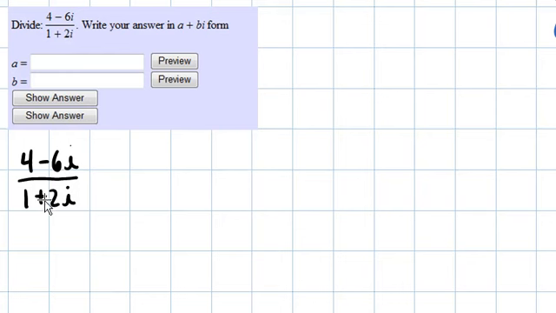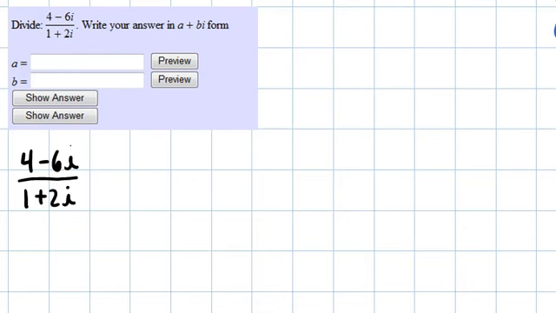All right, this one looks fun. It says divide, and we've got a complex number on top and a complex number on the bottom. Anytime you have a complex number in the denominator of a fraction, we want to get rid of that because remember that i is the square root of -1. And technically, we're not supposed to have radicals, square roots, cube roots, and so forth in the denominator.